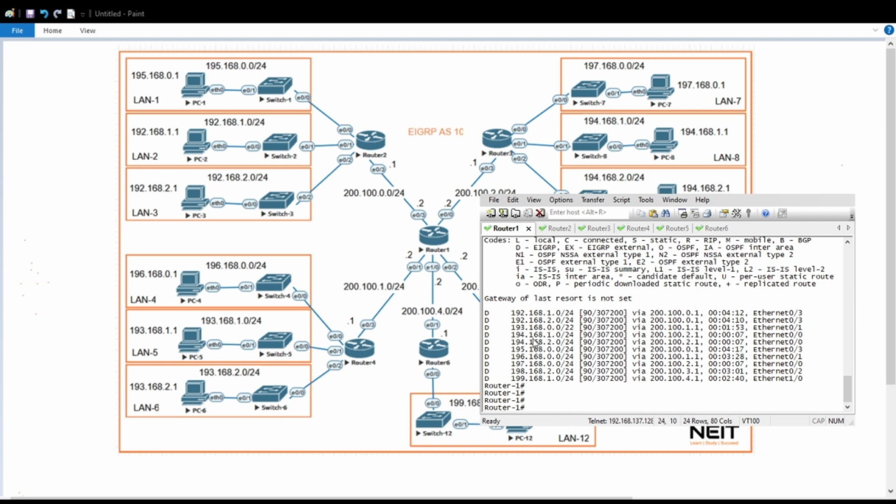LAN 8 and LAN 9. Okay, so 194.168.1.0, which is the network of LAN 8, and 194.168.2.0, which is the network of LAN 9. So he is receiving the specific network for both LAN 8 and LAN 9. Also, he is receiving the specific network for LAN 7, 197.168.0.0. Okay, now router 3 is not advertising the summary network towards router 1.